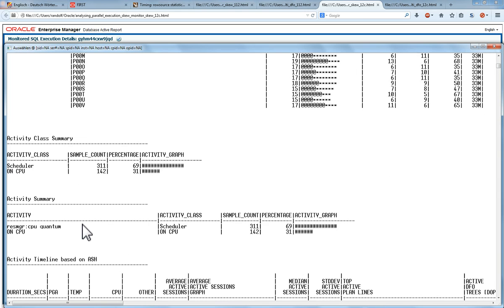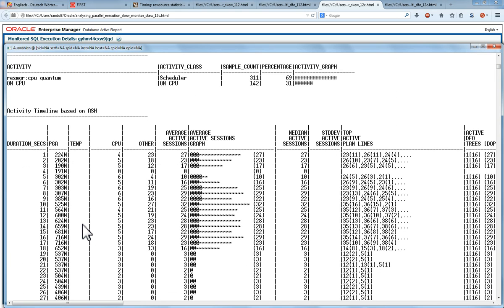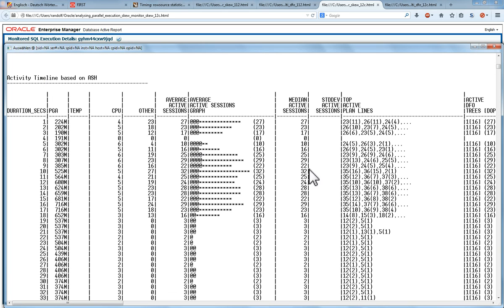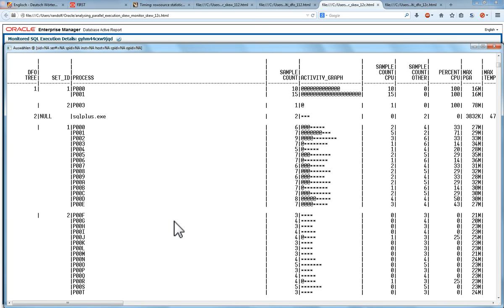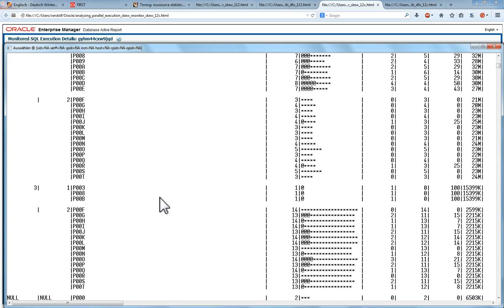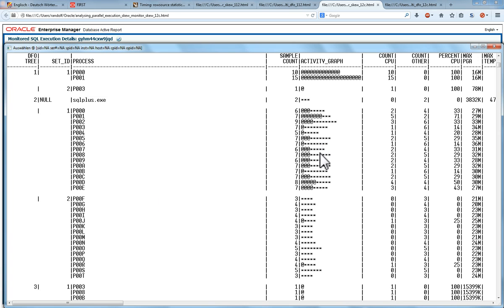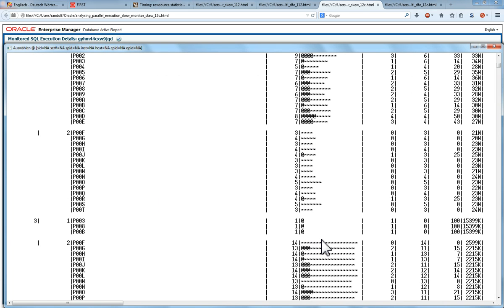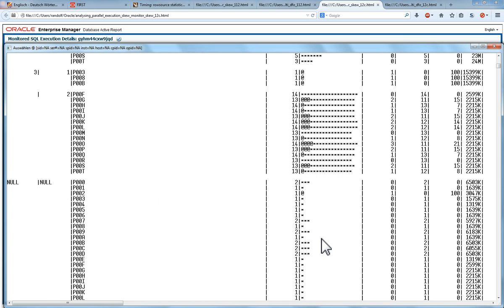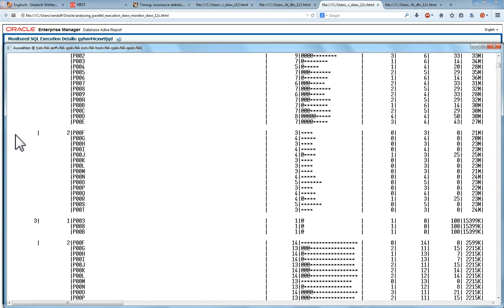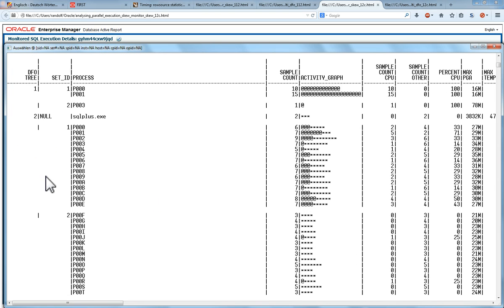Then on the activity timeline, as I've already mentioned in the other report, let's switch back to the other one here. This is the one with the multiple DFO trees. So we do not see much difference in activity per set here. We see here a null part, DFO tree null and set ID null.